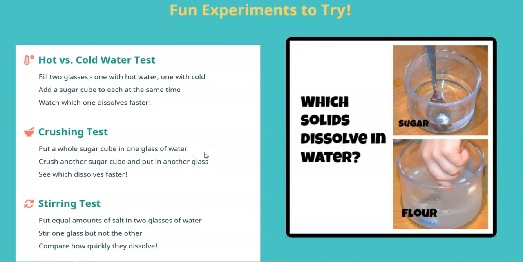You can try these fun experiments at home. Hot versus cold water test. Just follow the given instructions here. Fill 2 glasses, one with hot water, one with cold. Add a sugar cube to each at the same time. Watch which one dissolves faster. For the second experiment, put a whole sugar cube in 1 glass of water. Crush another sugar cube and put it in another glass. See which dissolves faster. And for the third experiment, you can put equal amounts of salt in 2 glasses of water, stir one glass but not the other. Compare how quickly they dissolve.